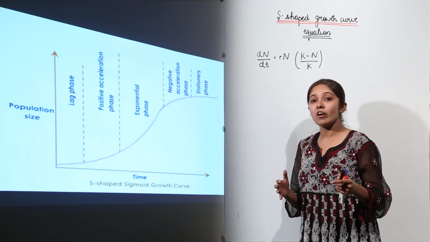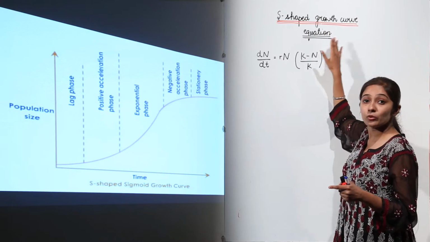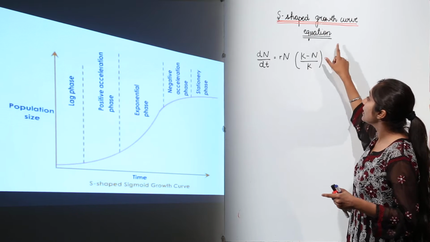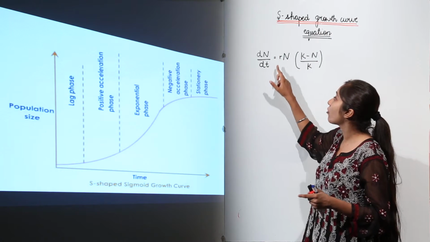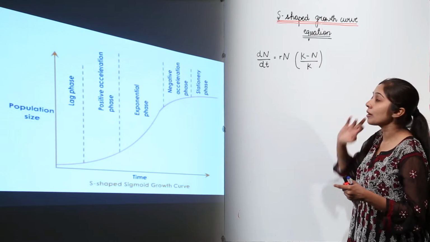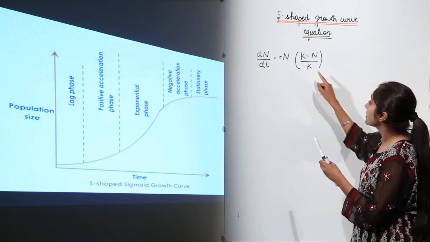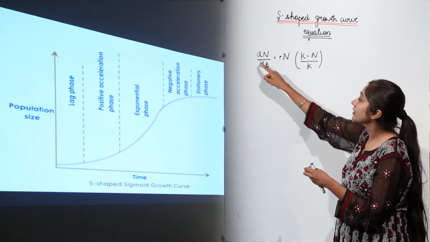Now let us work on the S-shaped growth curve equation. The S-shaped growth curve equation is represented as dN/dt = rN (K - N)/K. What is this (K - N)/K and what does this term signify?